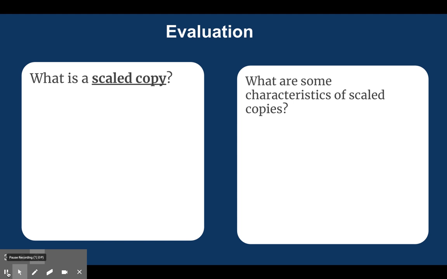So this story map is a graphic organizer that can be used to help you all identify important elements of the story. Again, we're going to do this in Pear Deck, so you can use the typing tool to fill in these boxes to answer these questions about what is a scaled copy and what are some characteristics of scaled copies. So again, we're going to take about a minute and 30 seconds. We're going to pause the video here for you to answer this question. And again, if you can't type in the Pear Deck, go ahead and put your response in the chat.